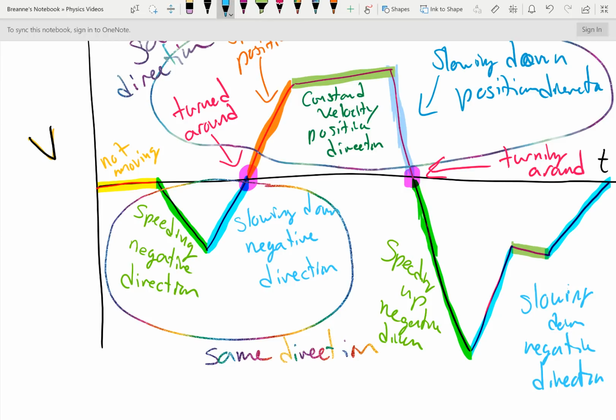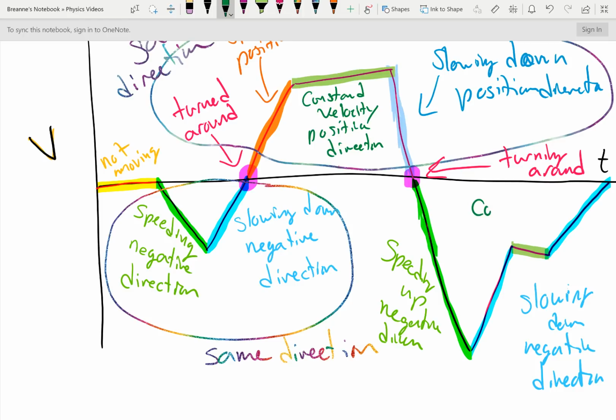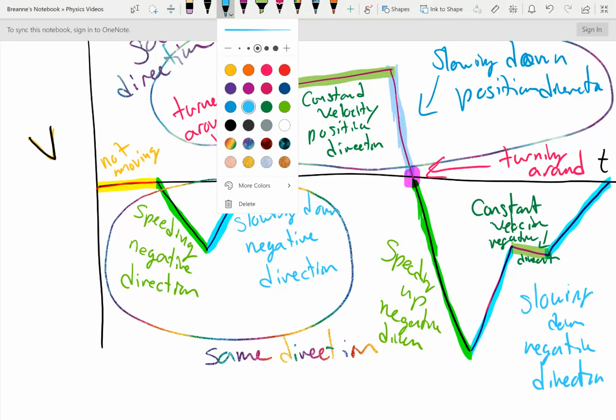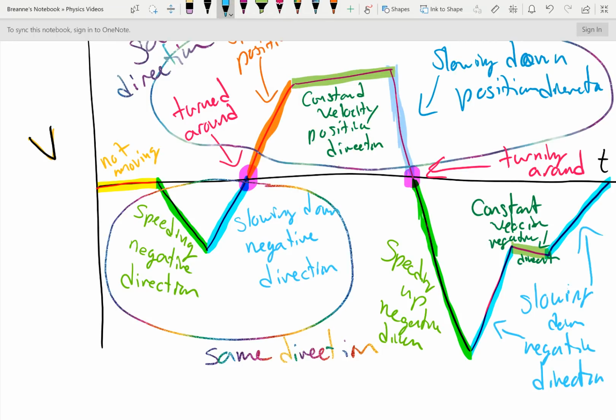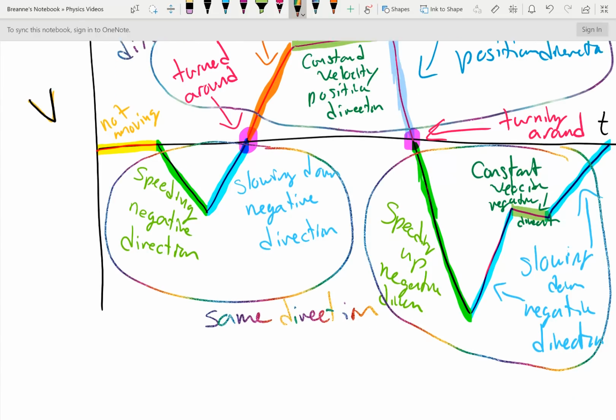Right here, you're at constant velocity, just in the negative direction. So hopefully that kind of helped, broke down everything. And again, all of these are moving in the same direction. So hopefully that helped kind of break down understanding what's happening in a velocity time graph.